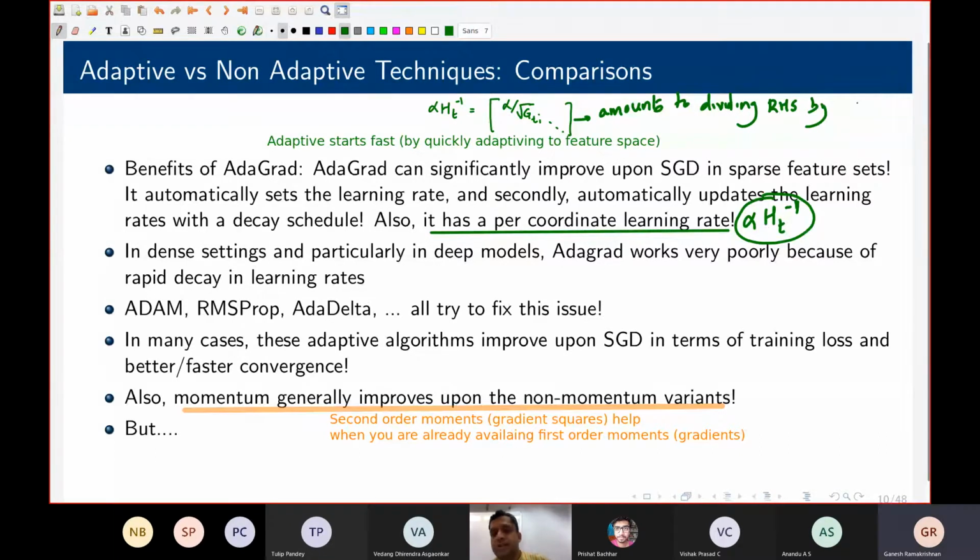Oh, sorry, this is inverse. So you have alpha divided by the square root of Gi. And Gi, again, remember, is this accumulation of the squares of the gradients.